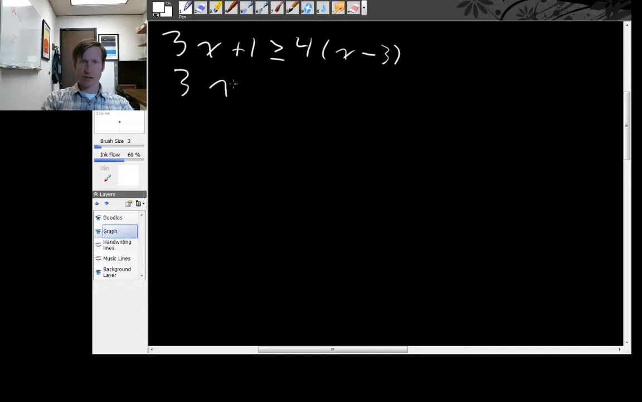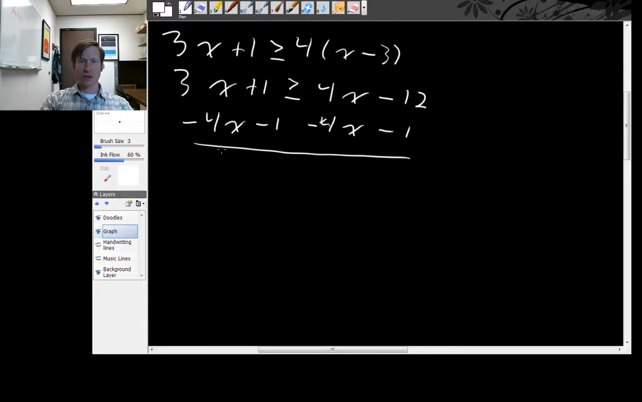So 3x plus 1 greater than or equal to, we'll distribute this 4, so 4x minus 12. Now we'll get all the x's to the left and the constant terms to the right, so minus 4x from both sides, minus 4x. While we're at it, we'll subtract 1 from both sides. Alright, so on the left, we're going to get negative x. The 1's cancel. On the right, the x's cancel, and we get negative 13, and it's still greater than or equal to in the middle here.